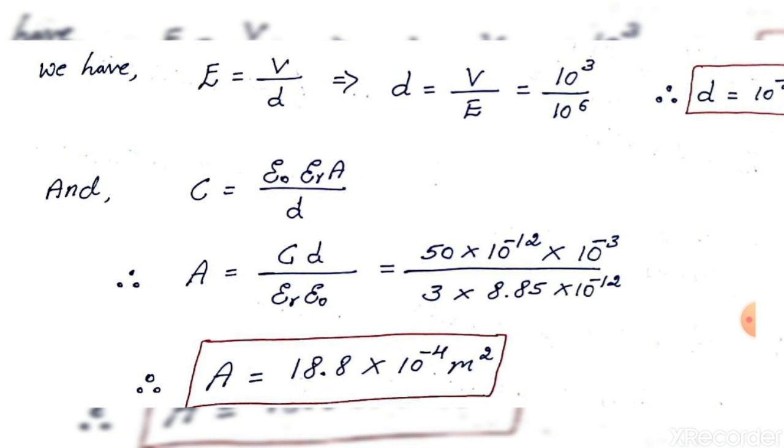Observe the C value we have taken here: 50 into 10 power minus 12, right? 10 power minus 12 means picofarad. So if you want to design a 50 picofarad capacitor, we need this much area. So the area is 18.8 into 10 power minus 4 meter square.